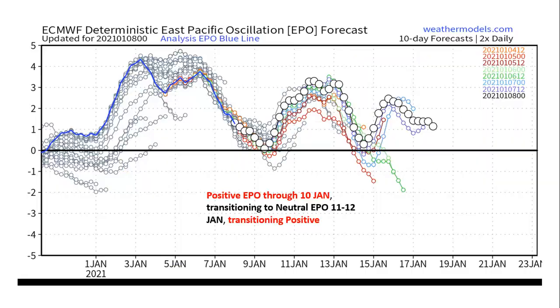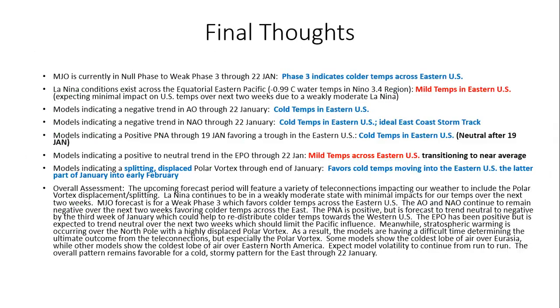So we have a null phase to a weak MJO phase 3. That's going to indicate colder temperatures across the eastern United States. La Nina conditions continue to exist across the equatorial eastern Pacific. Water temperatures are currently running minus 0.99 degrees Celsius below normal in the Nino 3.4 region. So basically, if you want to round off, you're looking at about a degree Celsius below normal in that Nino 3.4 region. Again, as I mentioned, that is on the border between a weak versus a moderate La Nina.